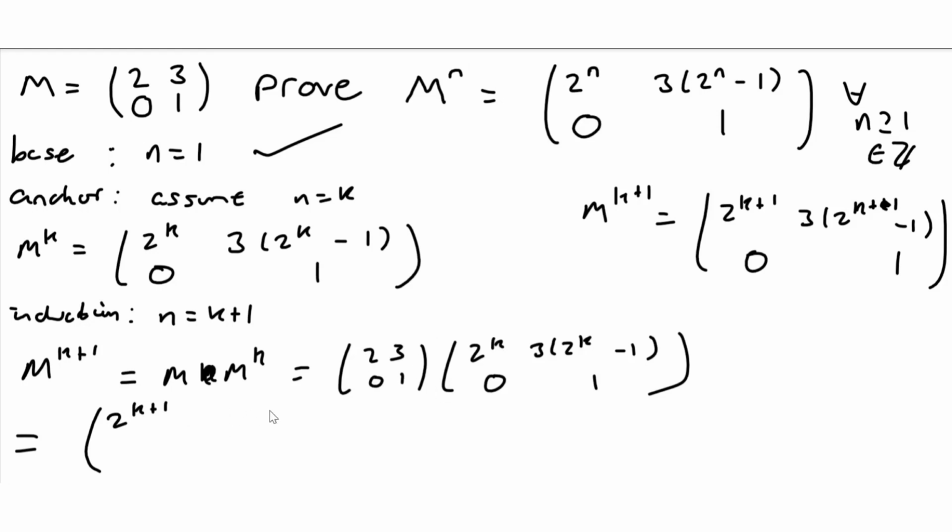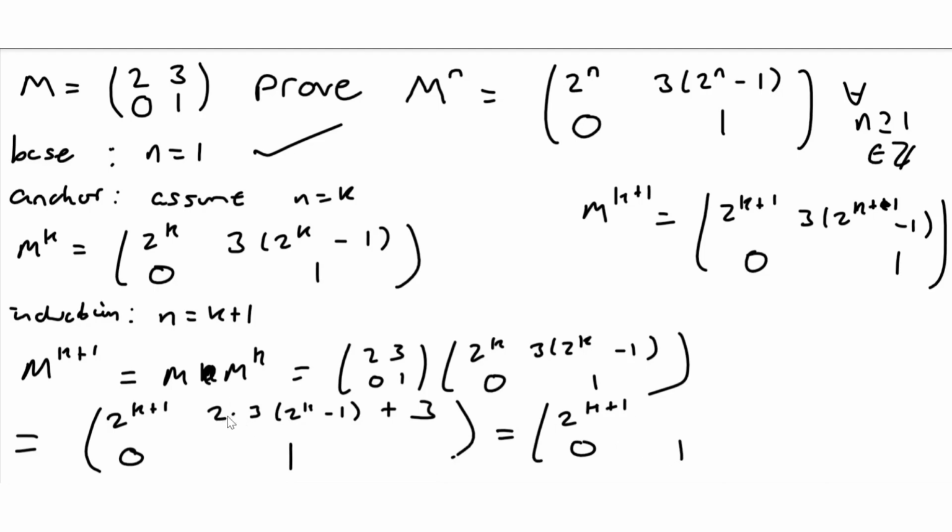So now this top right component is 2 multiplied by 3 times 2^k minus 1 plus 3 times 1. So that's 2 times 3 times 2^k minus 1 plus 3. Here we have 0 multiplied by 2^k plus 1 multiplied by 0, so that's 0, that's all good. And then we have 0 multiplied by this term, and then plus 1 multiplied by 1. So all the terms are looking good, apart from this top right one's not quite in the form we want it in. So let's take a look at this.